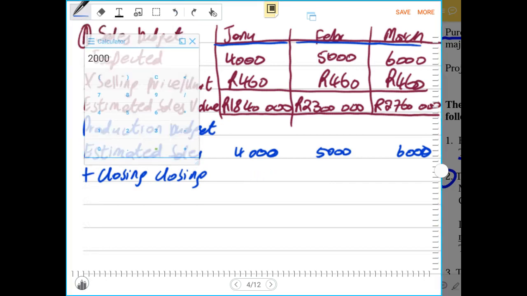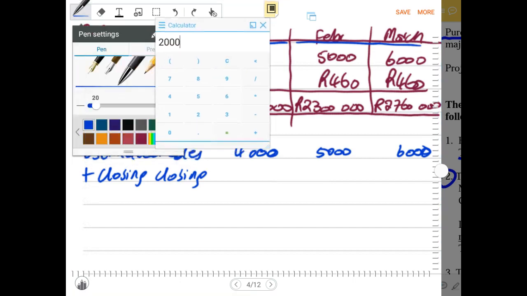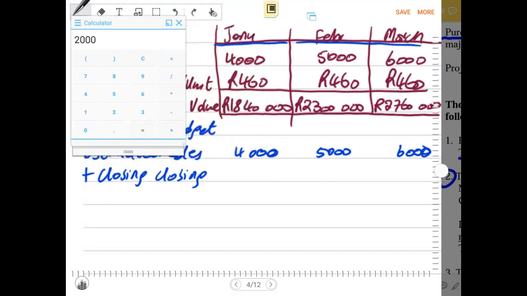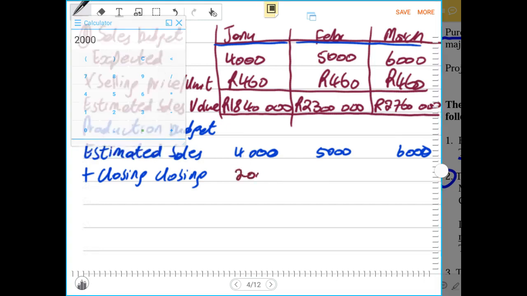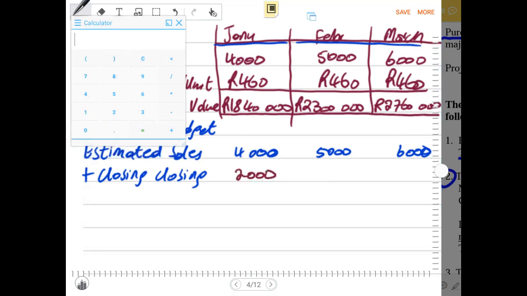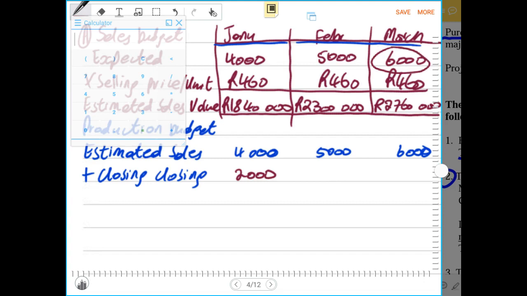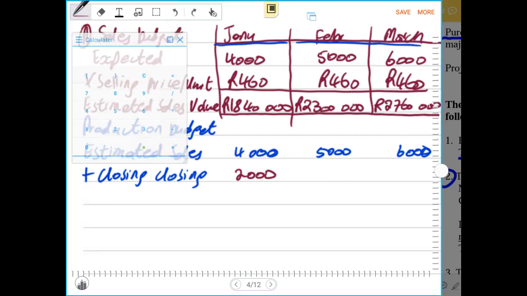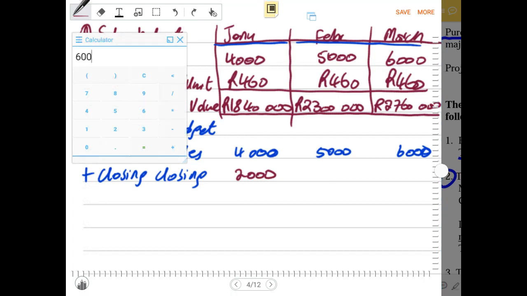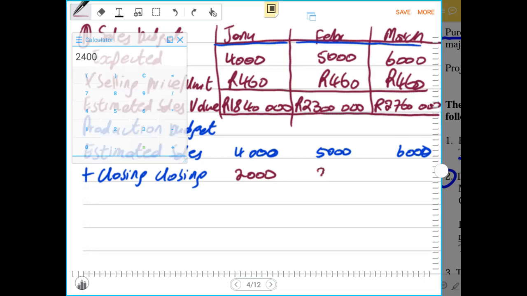Let me just change that color so that we know it comes from those calculations. So here we'll have 2,000 as the closing. And 40% of the sales of the month of March is the closing of the month of February. Here are the sales of the month of March. Therefore, 40% of that is the closing of February. That means 6,000 multiplied by 40% will give us 2,400 as the closing of the month of February.